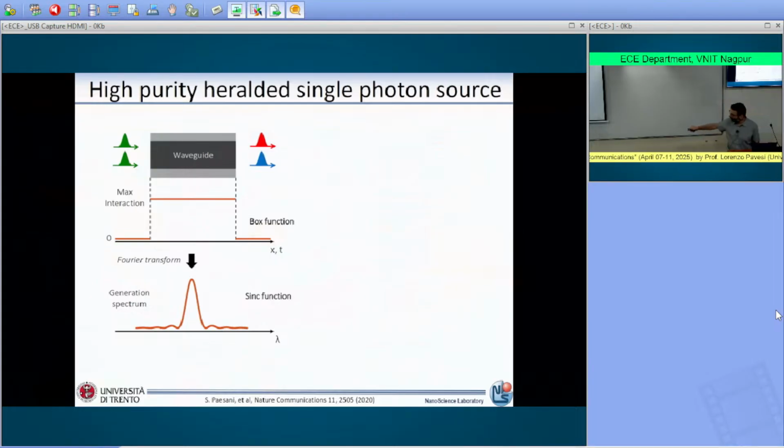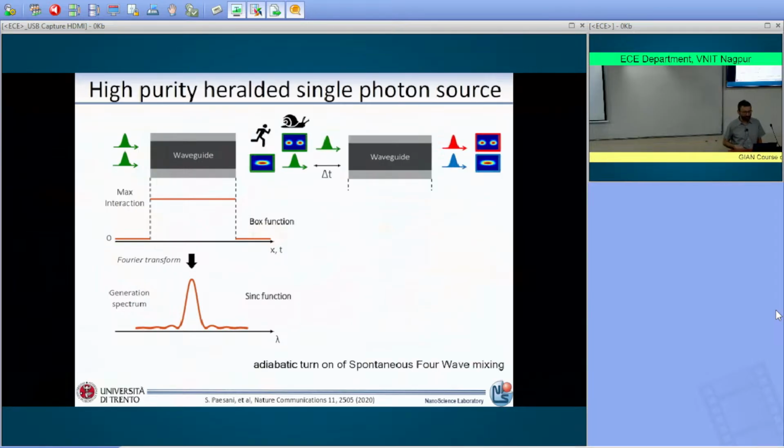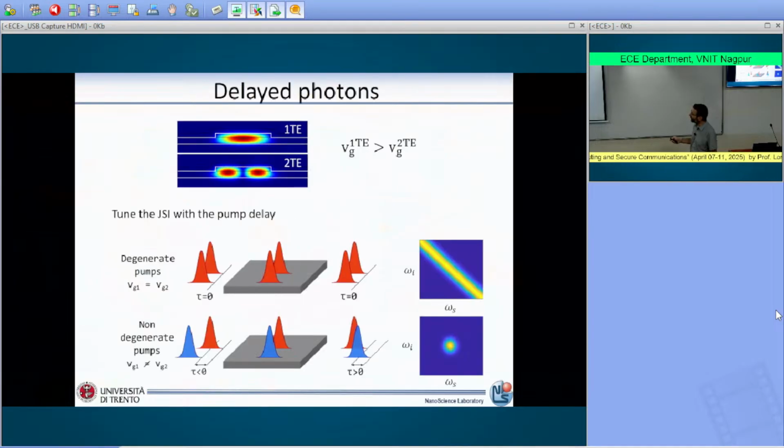And so if we want to remove this side lobe here, we need to change the shape of this overlap between the two modes. And so in order to do that, by using the intermodal four-wave mixing, we do realize that indeed the two photons are traveling in two different modes. One is characterized by a large group velocity, so the fundamental mode has a large group velocity, while the other one is characterized by a lower group velocity. And therefore, they do travel through the waveguide with a different speed.